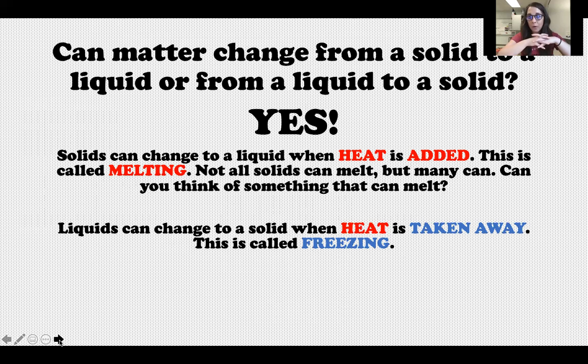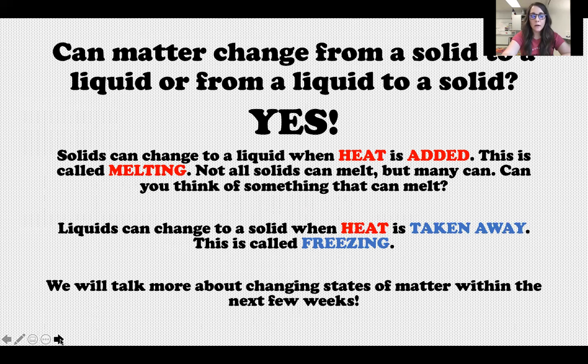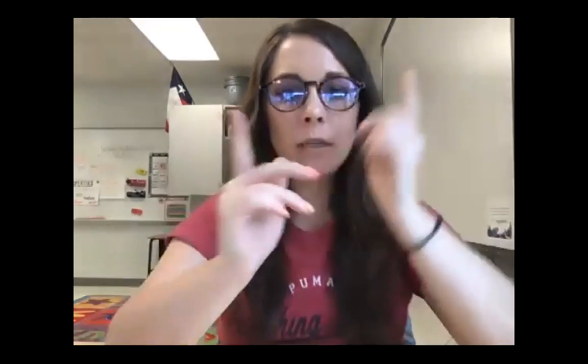Another change that can happen when gas is cooled off is called condensation, and that's when a gas is cooled and turns into a liquid. And again, we'll talk more about condensation later on and give some more examples of that. All right, so we'll talk more about changing states of matter within the next few weeks. So what we're going to do now, we're going to do a little investigation. As we do this, I want you to be thinking about those different characteristics of solids, liquids, and gases that I just talked to you about, okay?